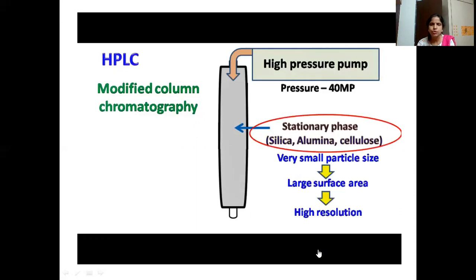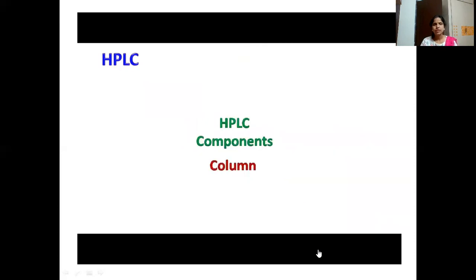And the stationary phase is the same thing, but it should have a very small particle size. When particle size is less, it has a large surface area, wherein separation will take place very nicely, and you will get a high resolution of the components, or a high resolution chromatogram.